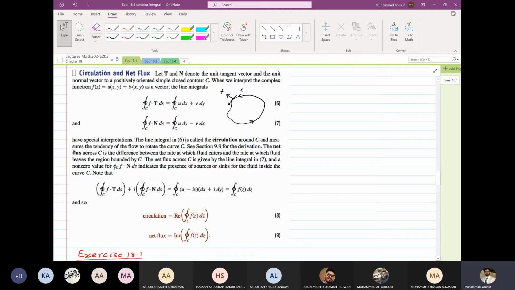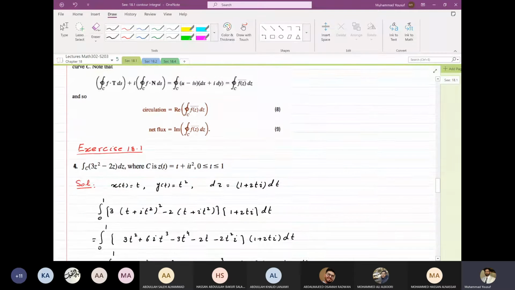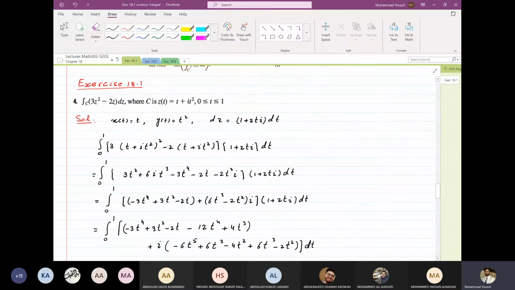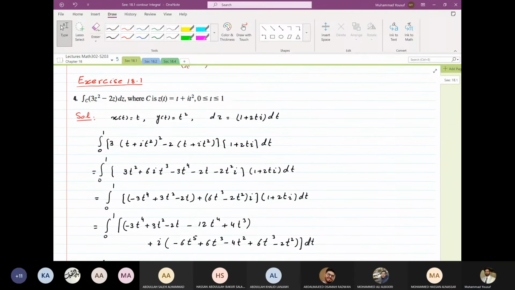So these are circulation and net flux, which are actually the same integral, but the real part is called circulation, and the imaginary part is called flux. Now we are solving some questions from the exercise.